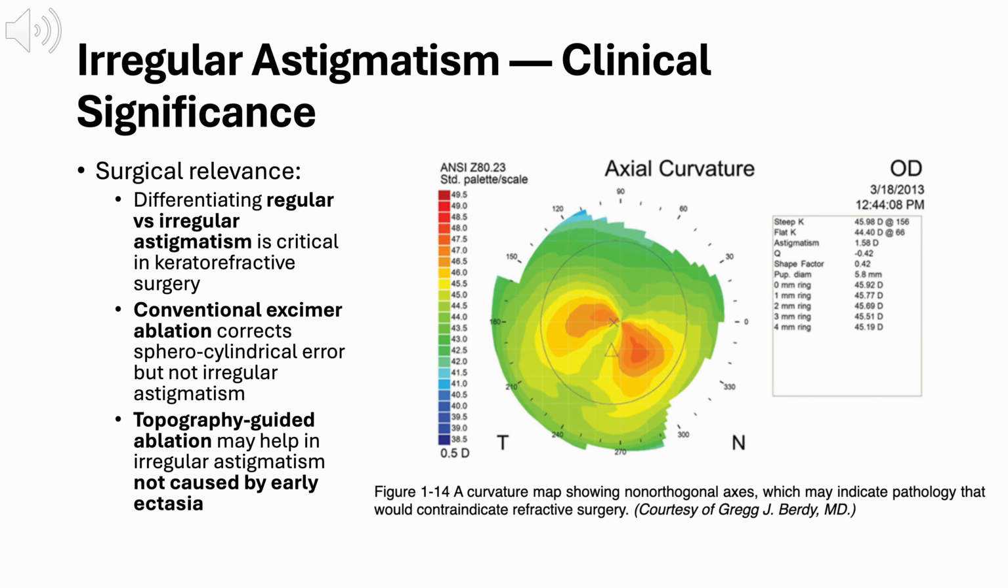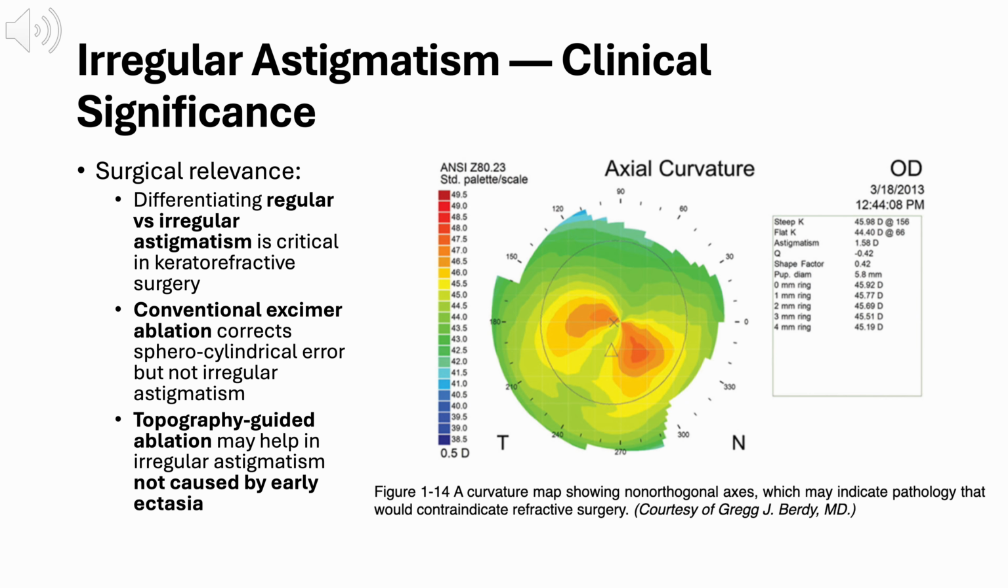If irregularity is present and not recognized, surgery may improve refractive error on paper, but leave the patient with poor visual quality. In selected cases, topography-guided ablation can help improve irregular astigmatism, but only when the irregularity is not due to early ectasia. This distinction is critical because treating an ectatic cornea with laser ablation can worsen the underlying problem.